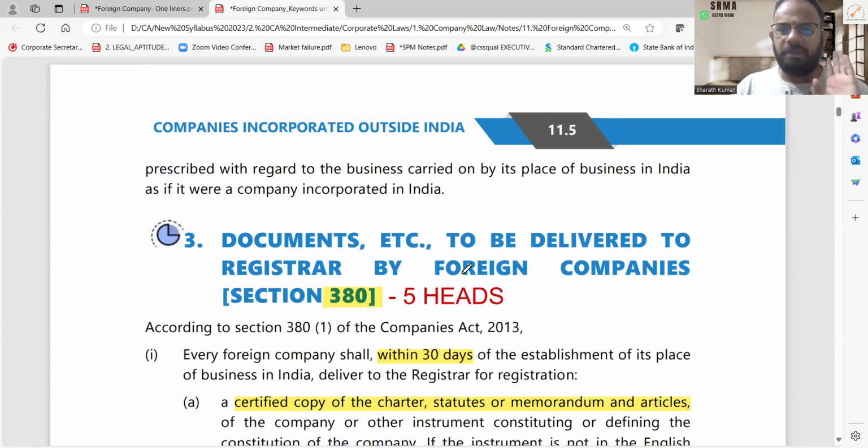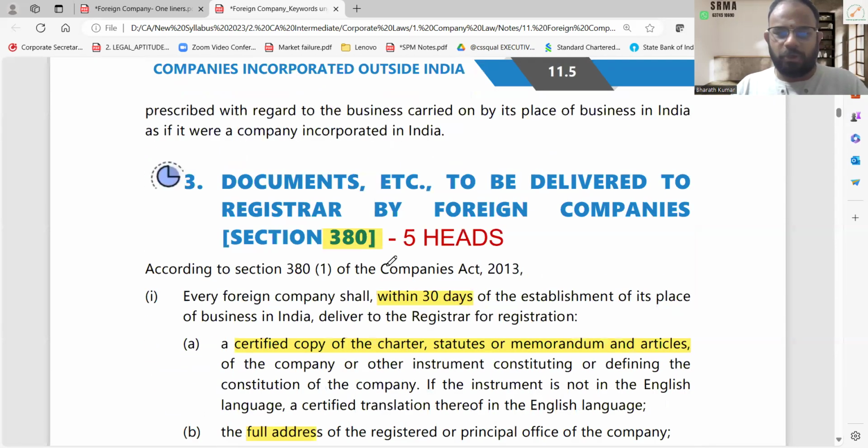Documents, etc., to be delivered to the registrar. Again, I told you, this is important. What and all are the documents? Leave the documents, they will ask you majorly on these. Within how many days does the foreign company have to deliver this to the registrar for registration? The answer is 30 days. Number games, they will play this with you in the MCQ.